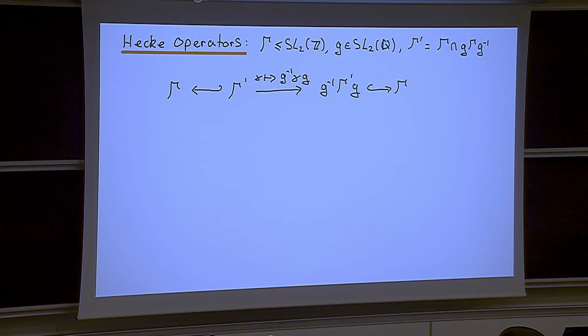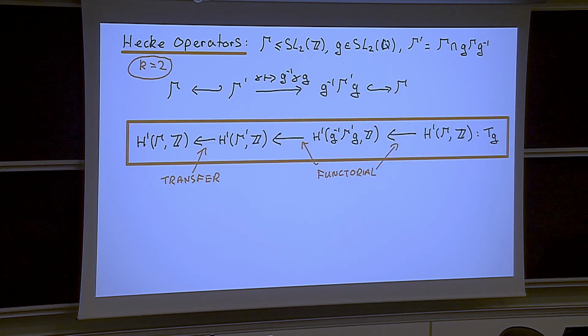So now what you do is you press buttons, and I'll write it down for k equal to 2 just because I can write Z. The module of homogeneous polynomials of degree 0 is C, and instead of C I'm going to write Z because I'm working over Z.